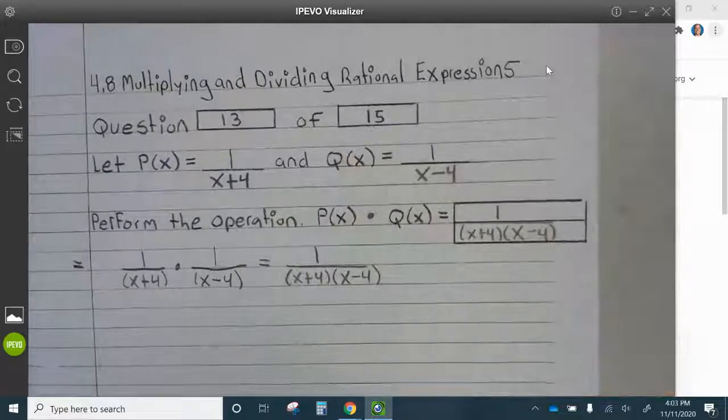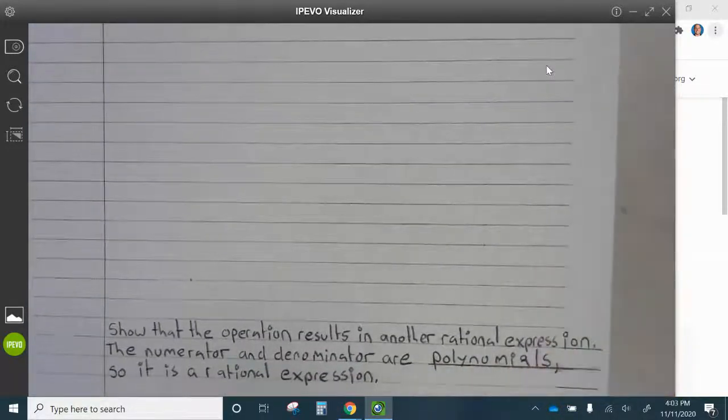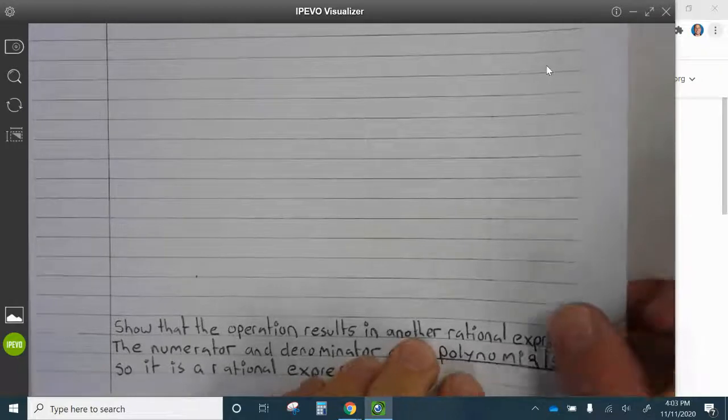Very simple. Now, show that the operation results in another rational expression. The numerator and denominator are polynomials, so it is a rational expression.